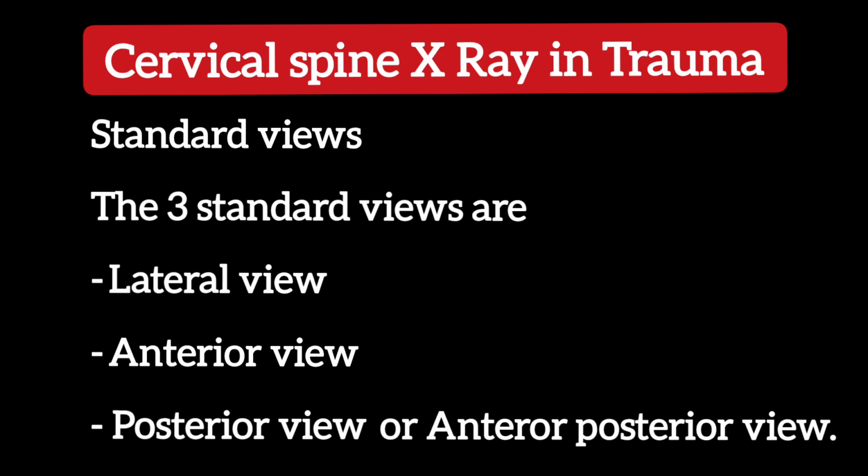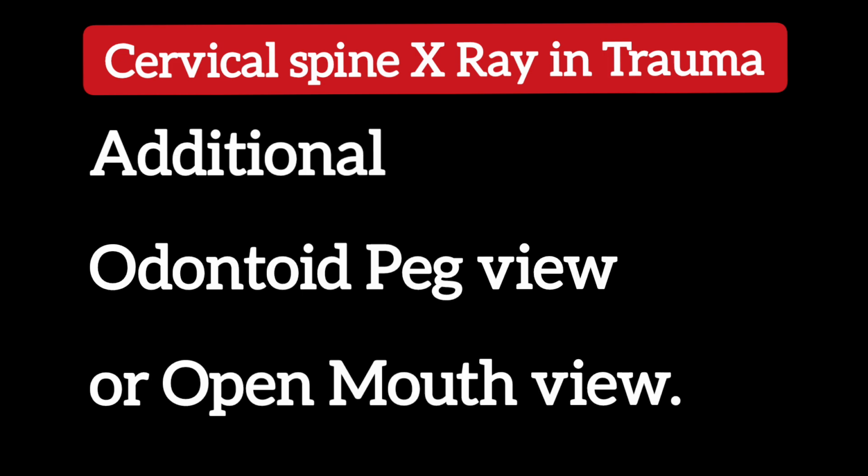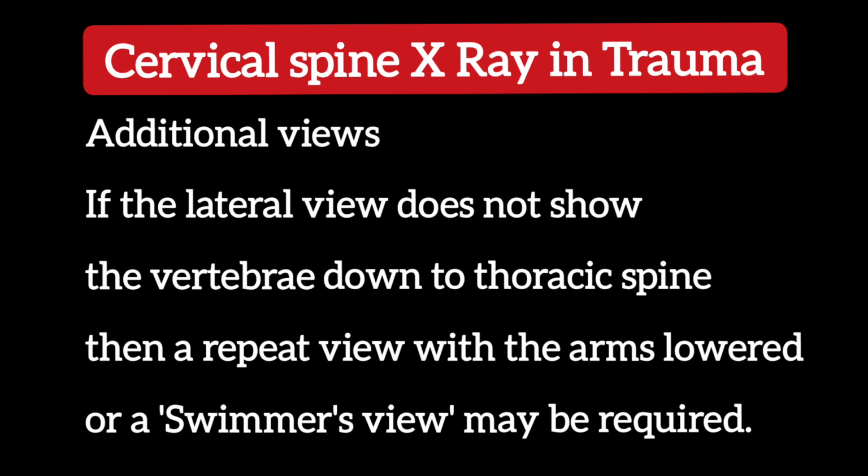Standard views. The three standard views are lateral view, anterior view, posterior view or anterior-posterior view, and additional odontoid peg view or open mouth view. Additional views. If the lateral view does not show the vertebrae down to thoracic spine, then a repeat view with the arms lowered or a swimmer's view may be required.